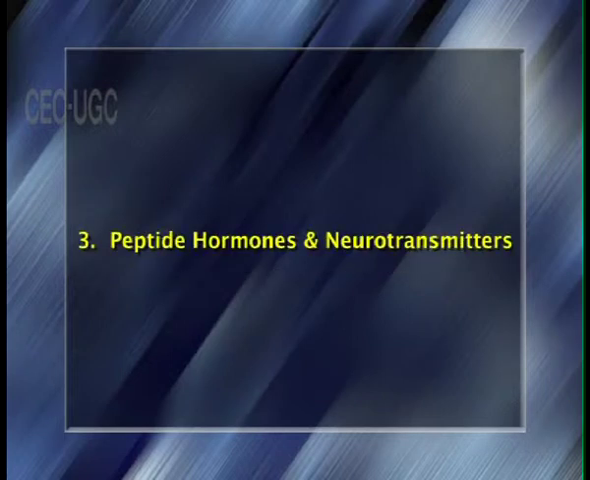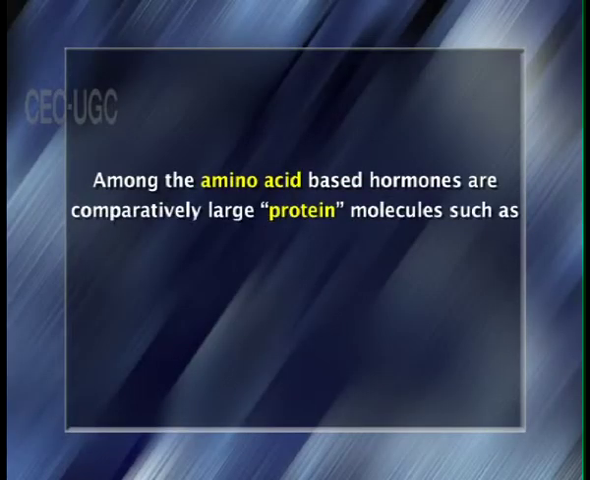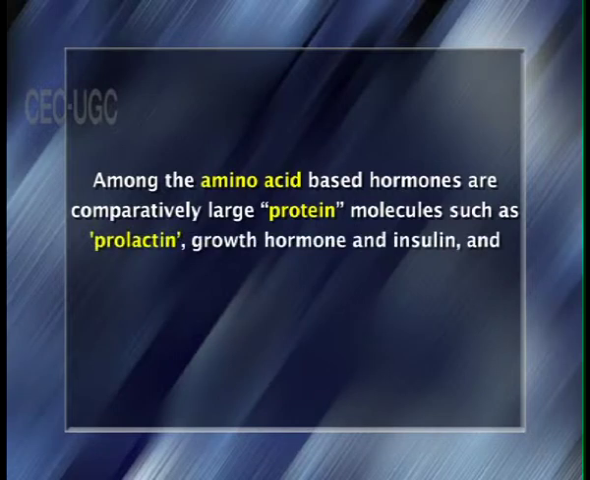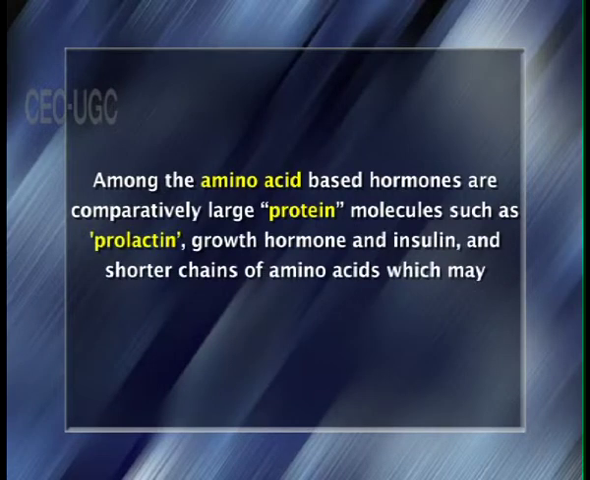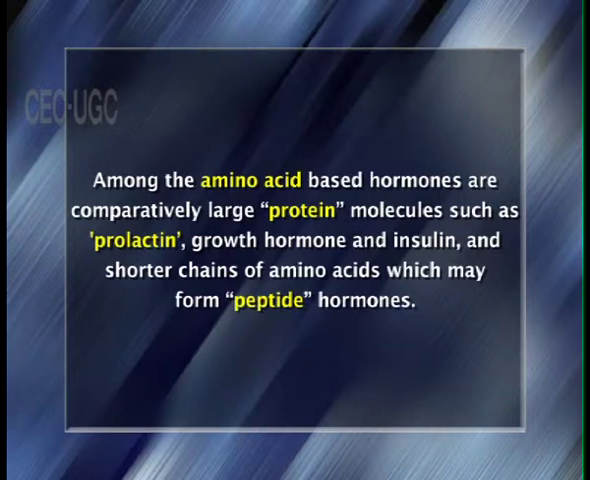Third one is the peptide hormones and neurotransmitters. A vast number of hormones and neurotransmitters are synthesized from simple structural units, including chains of amino acids. Among the amino acid-based hormones are comparatively large protein molecules such as prolactin, growth hormone, and insulin, and shorter chains of amino acids which may form peptide hormones such as oxytocin and vasopressin.